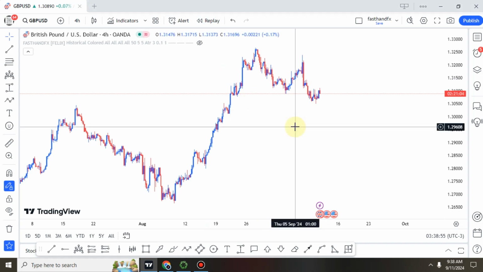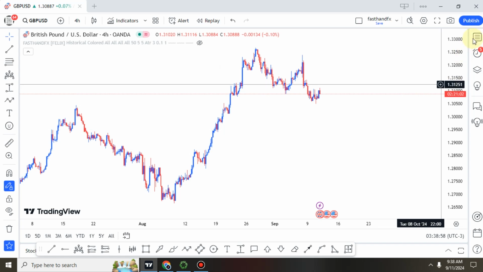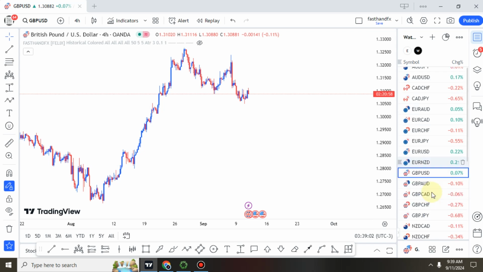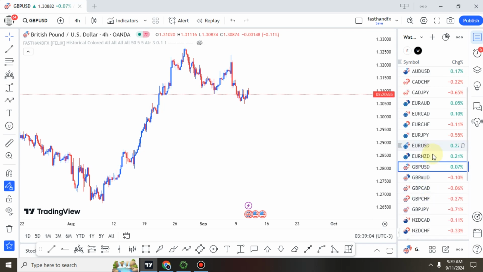What a beautiful day. Today we have CPI. So I want us to try to analyze GBPUSD, gold, EURUSD, because I believe those are major pairs that will definitely have great impact when this news drops.